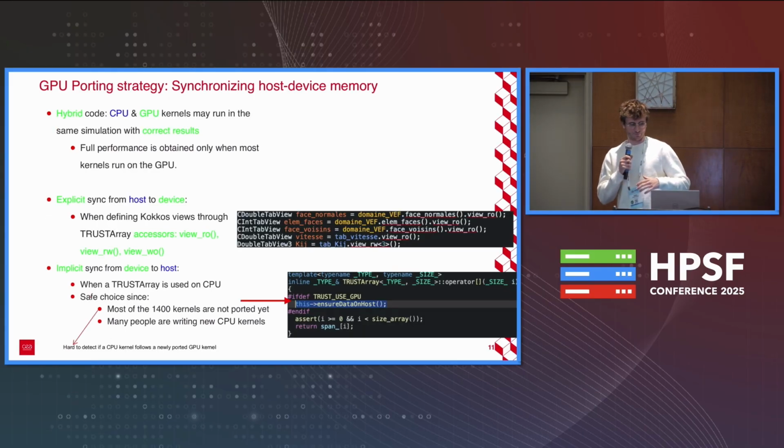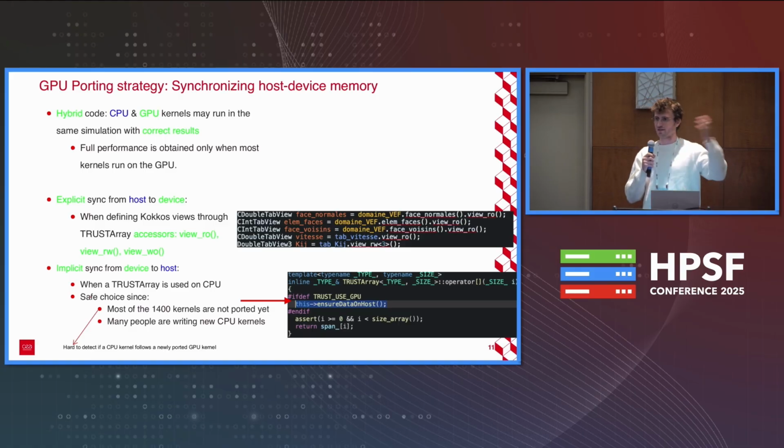So, as I said, we are porting the code progressively. We have thousands of kernels, and so the porting is progressive. As we are porting the code, we need to have a hybrid code that runs CPU and GPU kernels after each other, but still gives us correct results. Although the full performance is, of course, obtained only when most of the kernels are ported to the GPU.